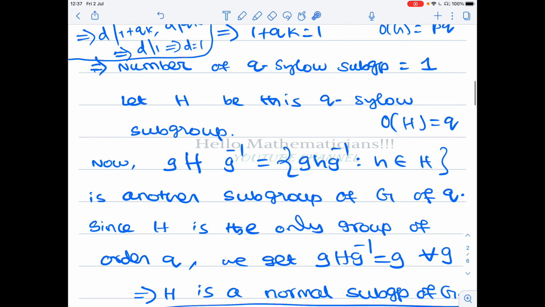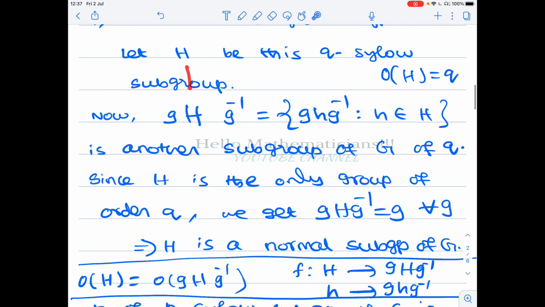But we just concluded that the number of q Sylow subgroups is 1. Therefore, of order q, there will be only one group, that is H only. So this gHg inverse also has order q, which means that these two things should be equal. So we conclude that gHg inverse equals H for all g. This implies H is a normal subgroup of G.